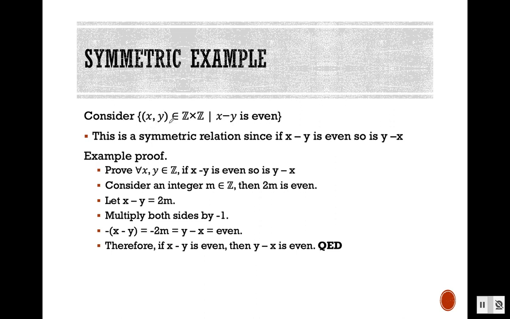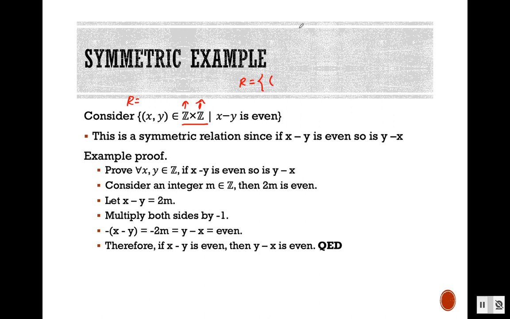So let's see the relation. Here is a set of ordered pairs (x, y) belonging to the Cartesian product of Z with Z, where Z is the set of all integer numbers. Now x minus y is even. So it is the set of all ordered pairs where x minus y is even. Let's find a couple of ordered pairs which belong to this relation R. x minus y should be even.